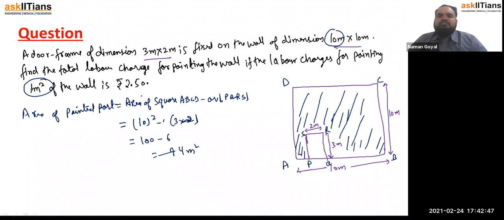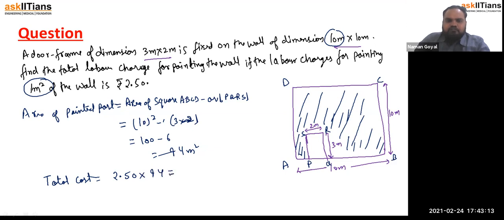Now the cost is given as 2.5 rupees for 1 meter square. So the total cost is the total area they painted into the cost for 1 meter square. So it will be 2.50 multiplied by 94, isn't it? So if you multiply 94 by 2.50, what do you get? Rupees 235. So this is the final answer you will get.